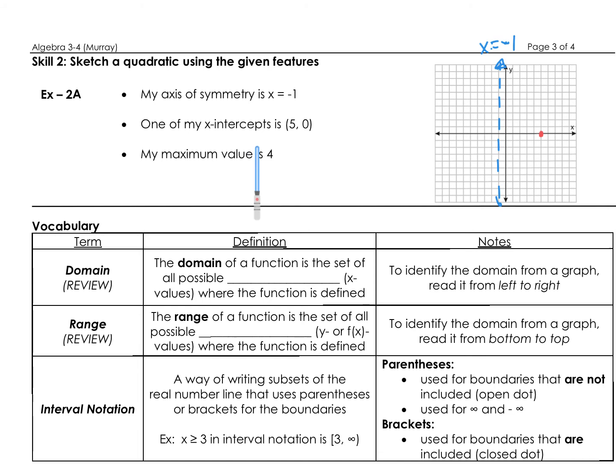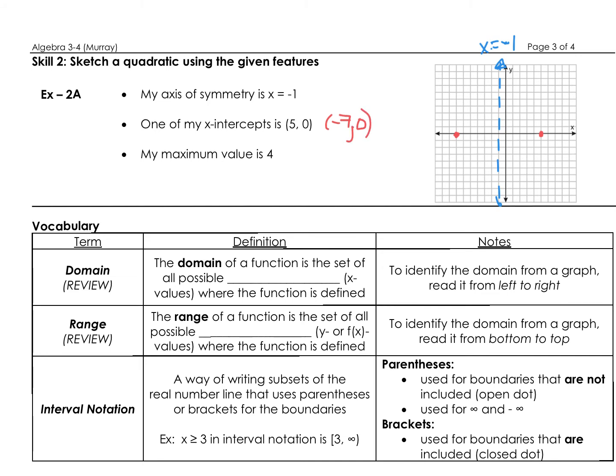So if you know one of your x-intercepts, you can find your other one. Notice that from the axis of symmetry, this x-intercept is 1, 2, 3, 4, 5, 6 units away. So we want to go 6 units on the other side of the axis of symmetry. 1, 2, 3, 4, 5, 6. Doesn't that put us at -7? Count again, you'll see I'm right. So there we go. So the other one is at (-7, 0), because in order to sketch this, I need some symmetry.